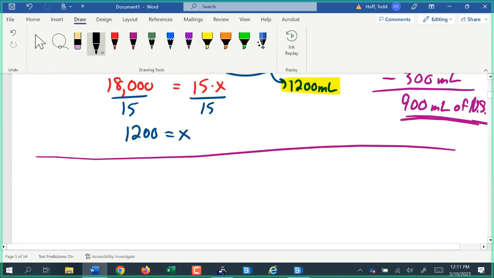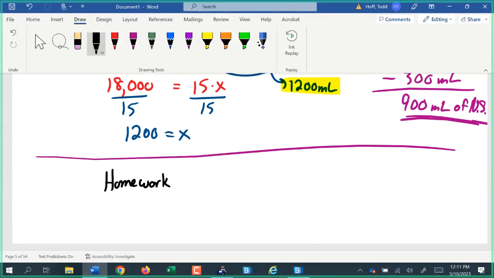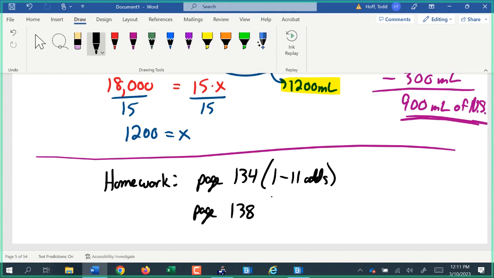Well, that covers pretty much everything we needed to do today. So I'm going to let you out a little bit early. Our homework, scroll down the page over here, is going to be page 134, 1 through 11, the odds, and page 138, 1 through 11, the odds.